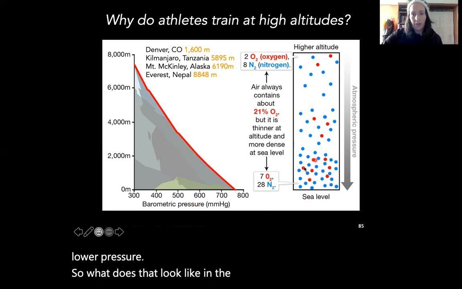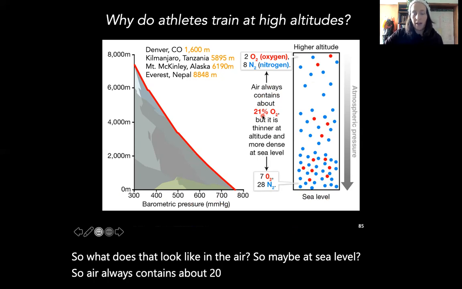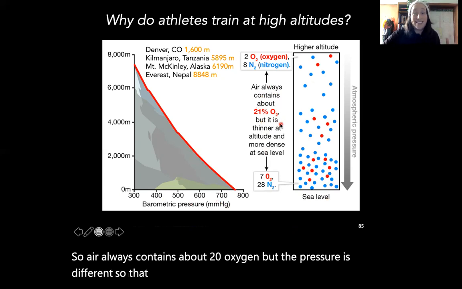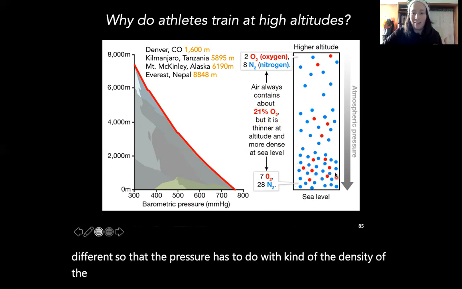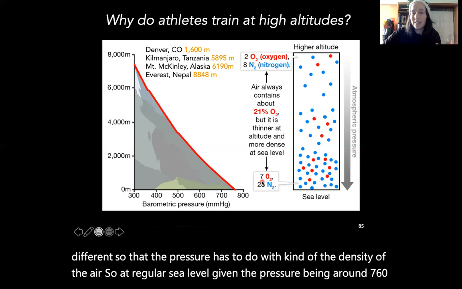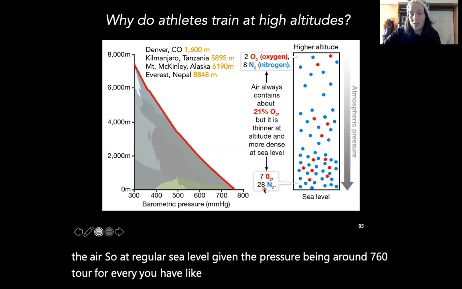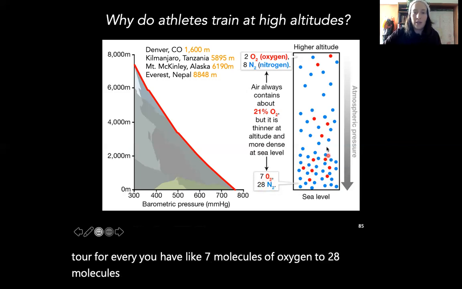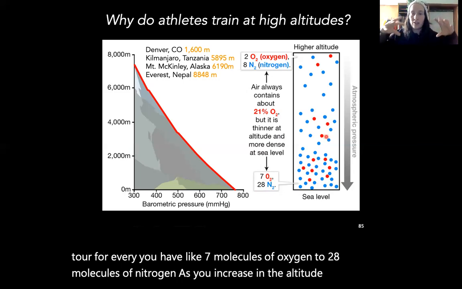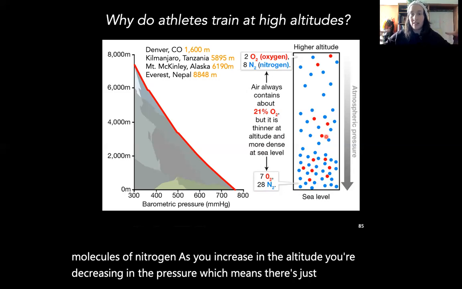So maybe at sea level, air always contains about 20% oxygen, okay? But the pressure is different. The pressure has to do with the density of the air. At regular sea level, with the pressure being around 760 torr, you have something like 7 molecules of oxygen to 28 molecules of nitrogen. As you increase in altitude, you're decreasing in pressure, which means there are just fewer molecules. The density of the air is less.